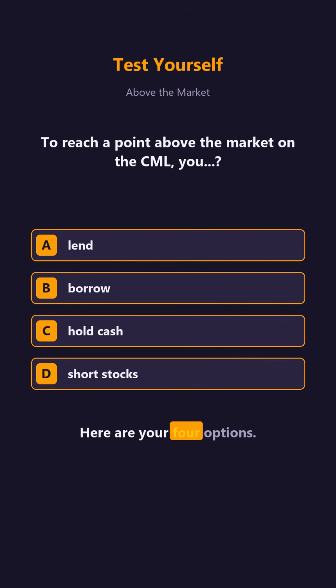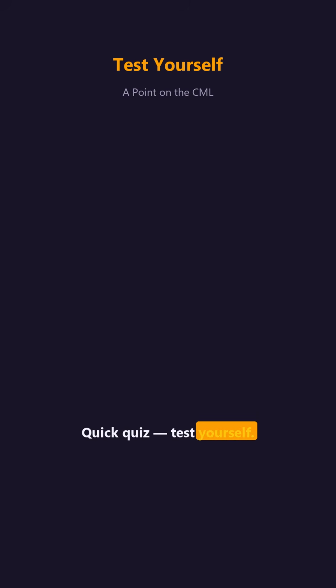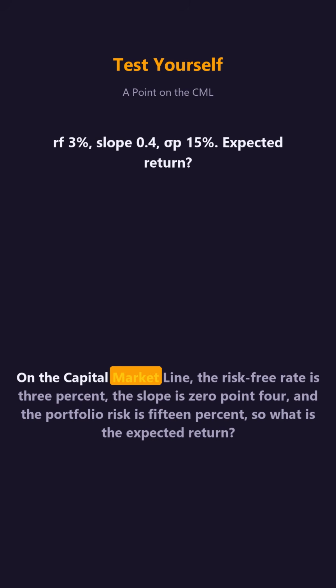Here are your 4 options. Pause the video and solve it now. The correct answer is B, borrow. Leverage lets you invest more than your own money in the market. Quick quiz, test yourself. On the capital market line, the risk-free rate is 3%, the slope is 0.4, and the portfolio risk is 15%, so what is the expected return?